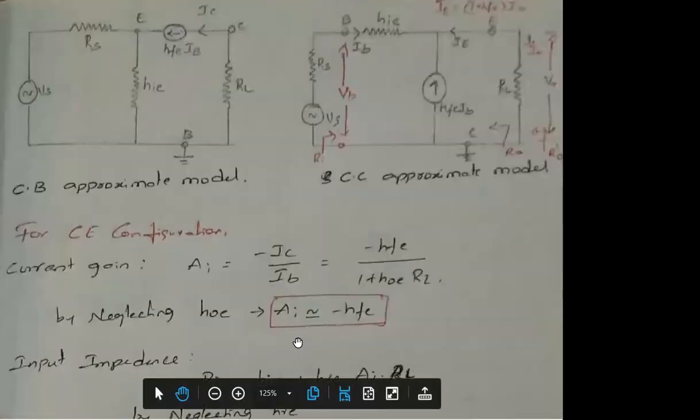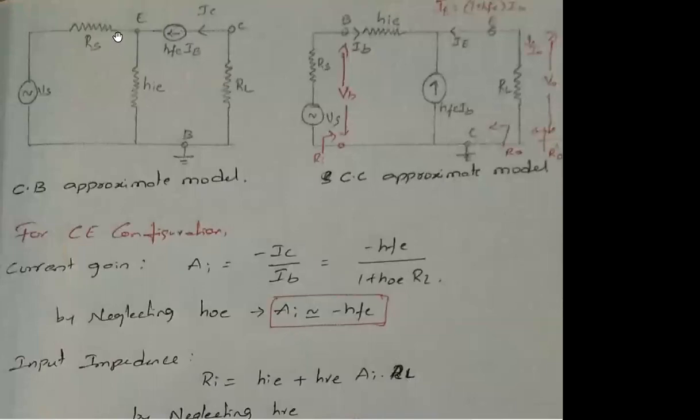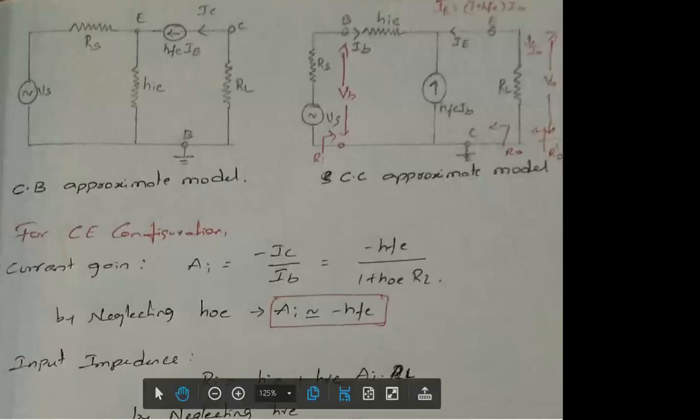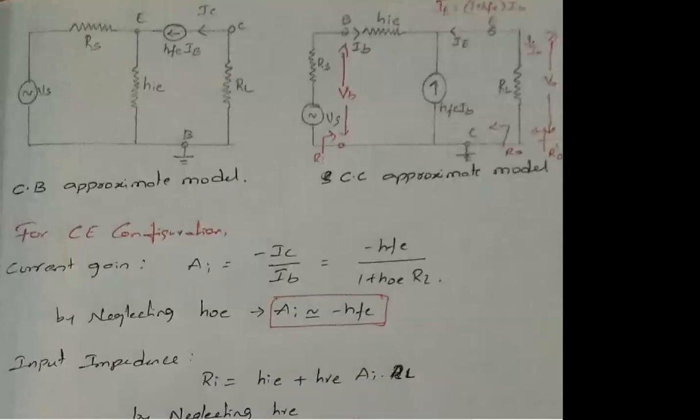Similarly, for common base, the base is common. Therefore, the input is taken between the emitter and base, and output is taken between the collector and base. And the remaining parameters are the same circuit. That is, we are rotating the Y function. We are rotating all the terminals.